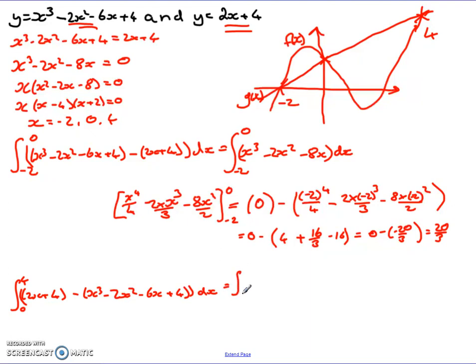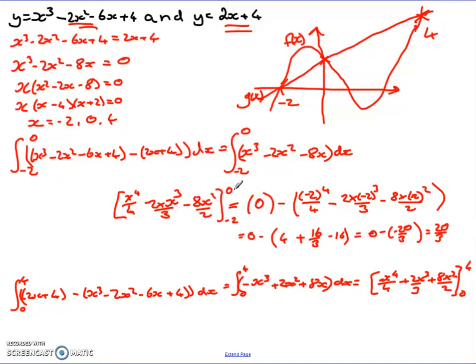So again, simplify the integral to start. So it's the integral from 0 to 4 of this integral here. So 2x plus 4 take away the upper one. But essentially, you get the reversed sign version of that. So instead of x cubed minus 2x squared minus 8x, you get negative x cubed plus 2x squared plus 8x. Again, all with respect to x. Integrate it. We get negative x to the 4 over 4 plus 2x cubed over 3 plus 8x squared over 2, and again it's between our two limits, 0 to 4.